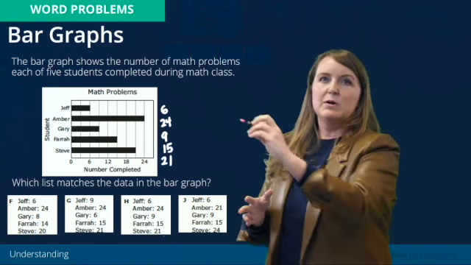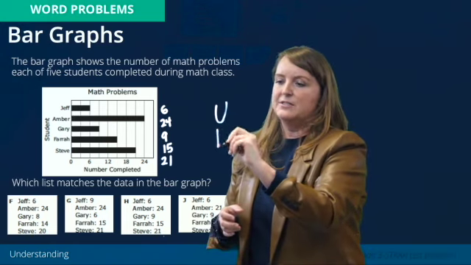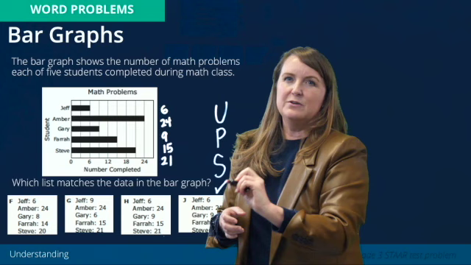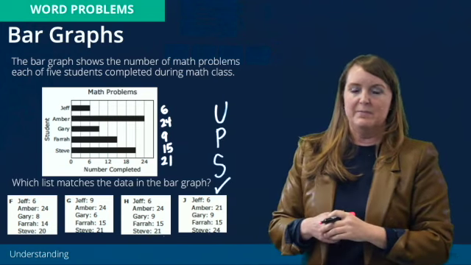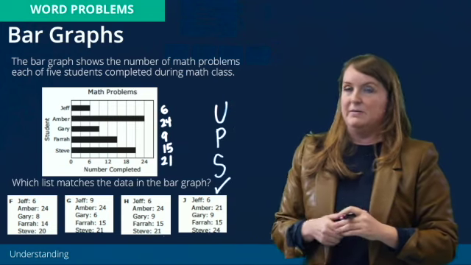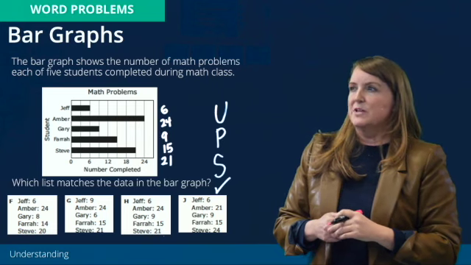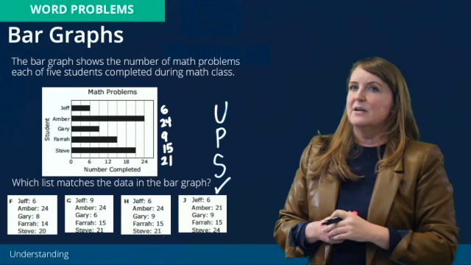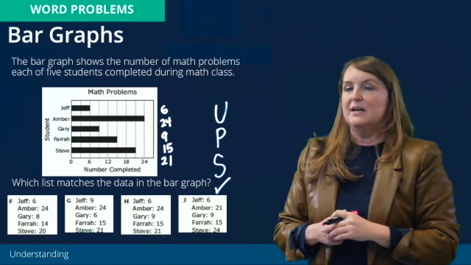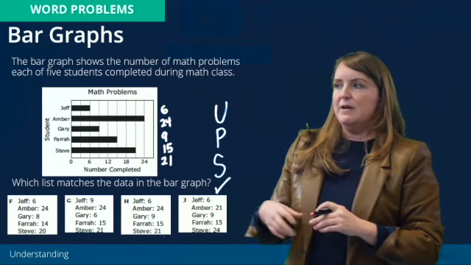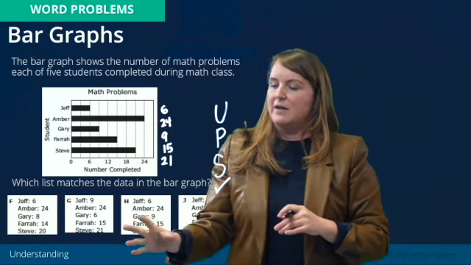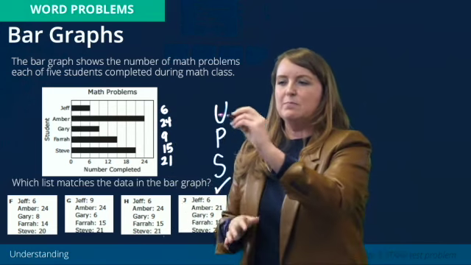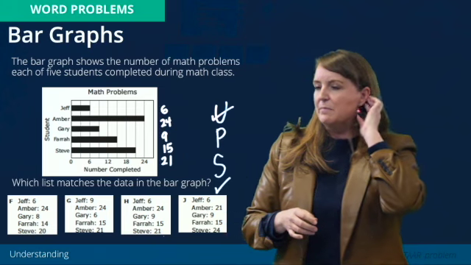So now I see a word problem. It's a mix of numbers and words. And I think to myself, I need to UPS check this problem. Let's understand the problem by reading it. The bar graph shows the number of math problems each of 5 students completed during math class. Which list matches the data in the bar graph? So we have to take this information from the bar graph and match it to these lists. So I have a pretty good understanding of this problem.